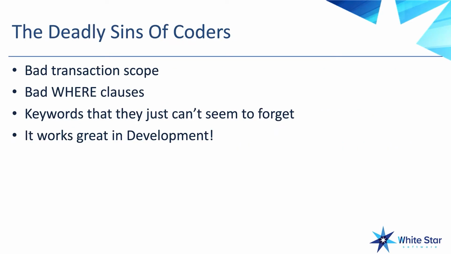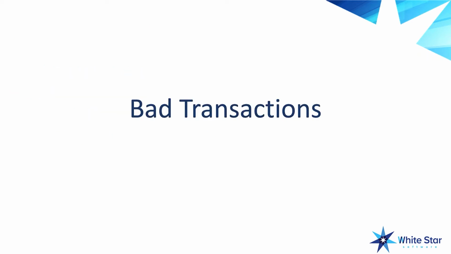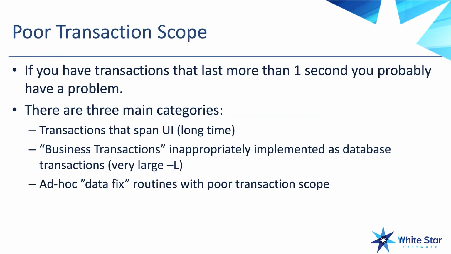The sins of coders that impact DBAs tend to fall into four broad categories: bad transaction scope, bad where clauses, keywords that they just can't seem to forget, and this idea that something that works great in development is also going to work great in production. So let's talk about bad transactions. If you have a transaction that lasts more than 1 second in your application, then you probably have a problem.